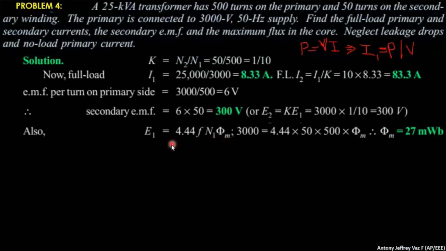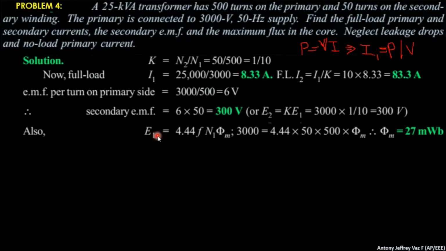Then you can find the flux. What they are asking here is to find the full load primary and secondary current, then the secondary EMF and the maximum flux in the core. To find this, you know the same formula: E1 is equal to 4.44 F N1 phi M. Here phi M is not known. Other things are known, so substitute the values.